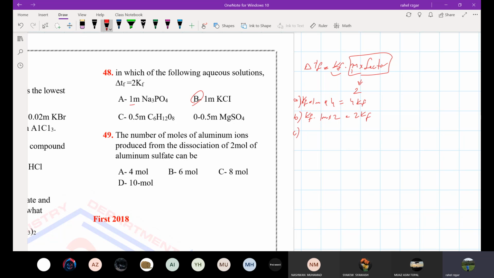Let's look at C. C is Kf times 0.5 times 1, 0.5 Kf. Since this is glucose, it's one factor, so it's multiplied by 1. D, Kf times 0.5 times 2 equals 1 Kf. That's why the answer is B.